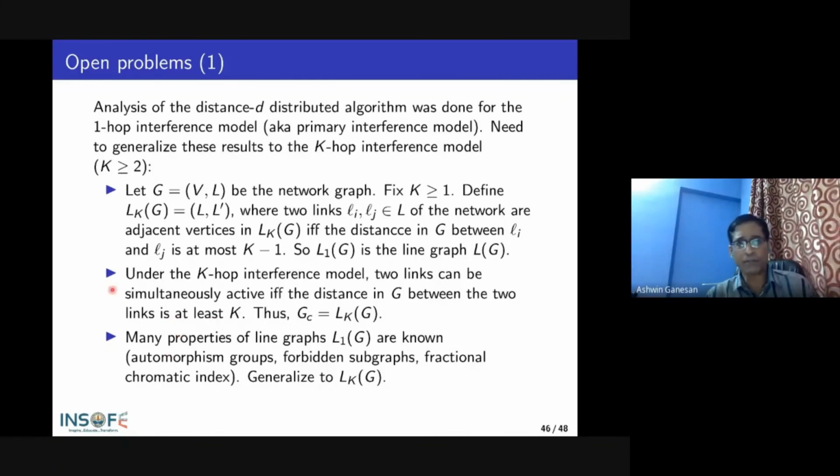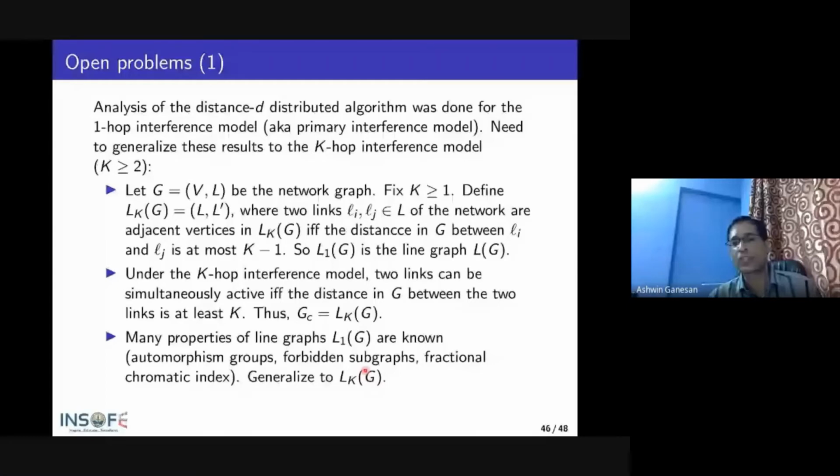So one open problem, I want to talk about open problems, is there are many known properties of the line graph L of G, also denoted L1 of G. For example, Whitney showed that for any two graphs on 5 or more vertices, those two graphs are isomorphic if and only if their line graphs are isomorphic. And in fact, Whitney showed that the automorphism group of the line graph of a graph is isomorphic to the automorphism group of the graph itself. There are many results that say that a graph is a line graph if and only if it does not contain one of the following 9 subgraphs as an induced subgraph. So there are these forbidden subgraph characterizations of line graphs.